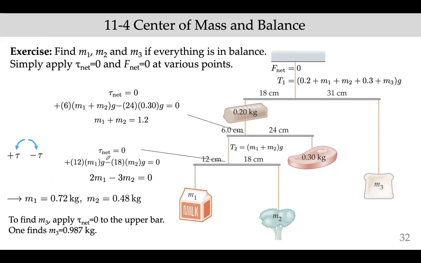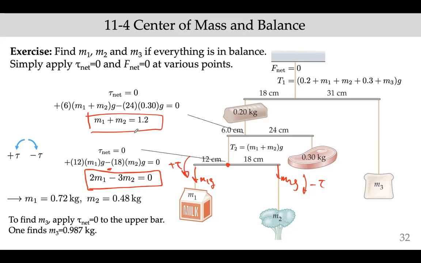Okay, now use torque net equals 0 for this point. So it's going to be 12 times M1g. Remember, this force is M1g. This force is M2g. So 12 times M1g, and this creates positive torque, and this creates negative torque. So this one comes with a negative sign, 18 times M2g. Okay, so from this equation, I find this equation. Now, look at this one and this one. I have two unknowns. I have two separate equations that are independent. So I can solve for M1 and M2. In fact, this is the solution.